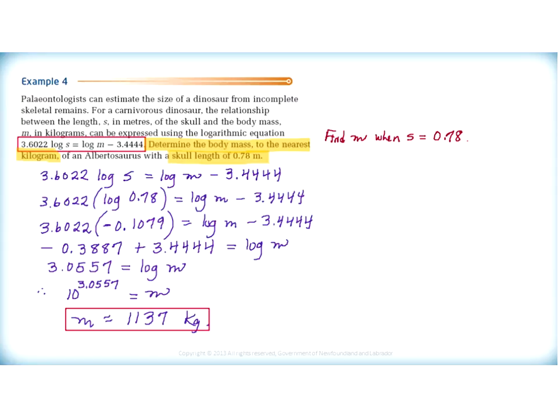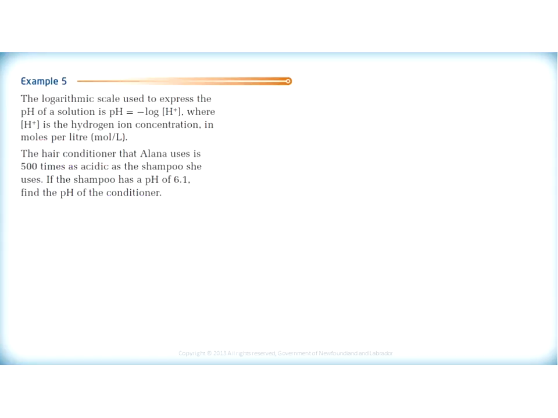And we have a final example where the logarithmic scale used to express the pH of a solution is given by pH is equal to a negative times the log of the hydrogen ion concentration in moles per liter. The hair conditioner that Alana uses is 500 times as acidic as the shampoo she uses. If the shampoo has a pH of 6.1, find the pH of the conditioner.